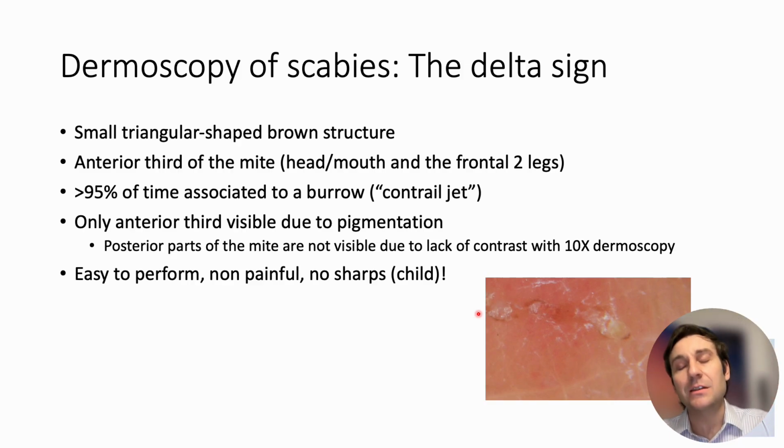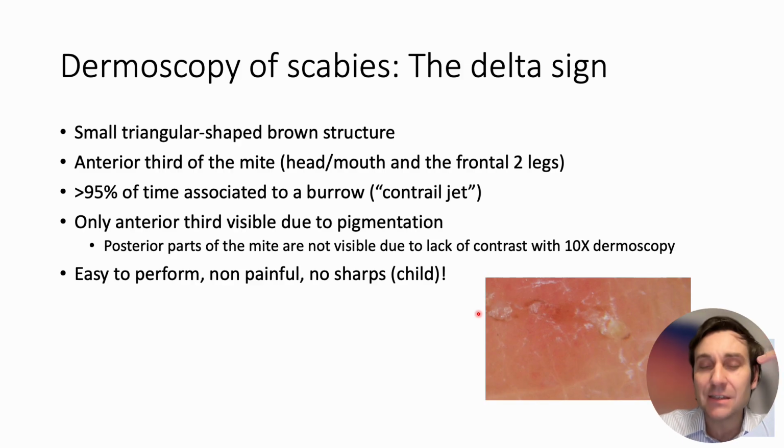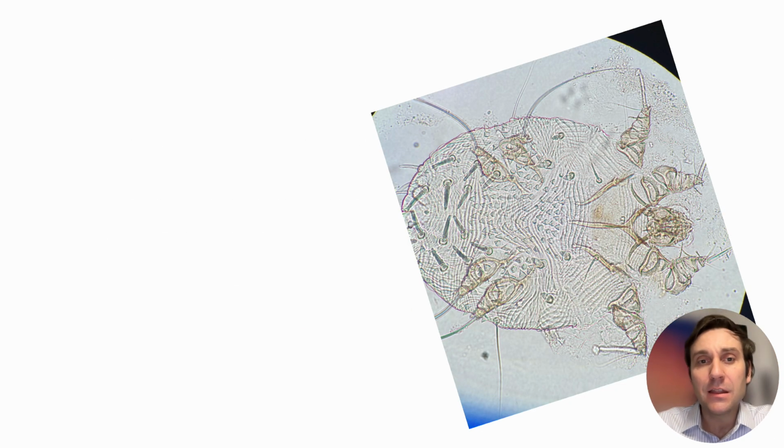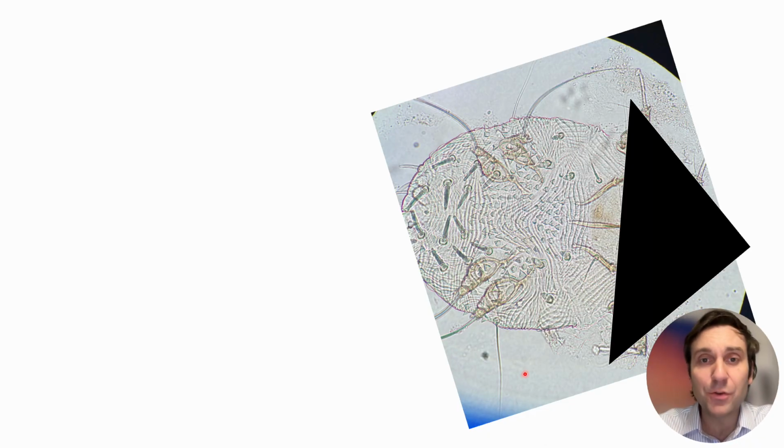the posterior parts are transparent, so you can't see it with your 10x dermoscopy. But nowadays, with the high magnification and with digital dermoscopy, you sometimes can see the whole body of the mite. It's easy to perform, it's non-painful, and you don't need sharps, so even in children you can use this. These are a representation of the mite under a classic microscope view.